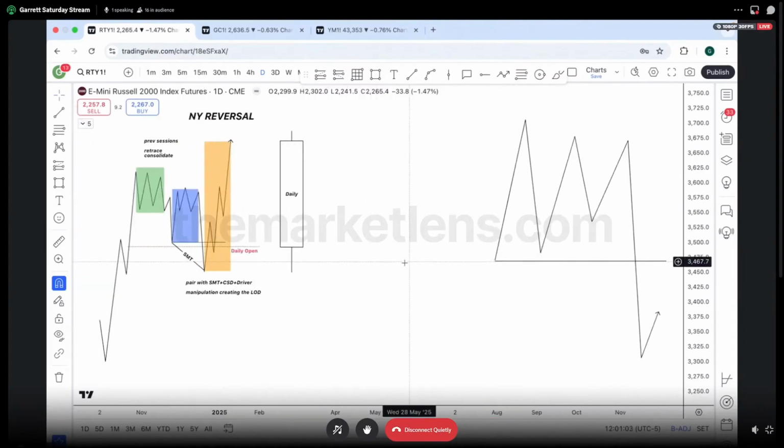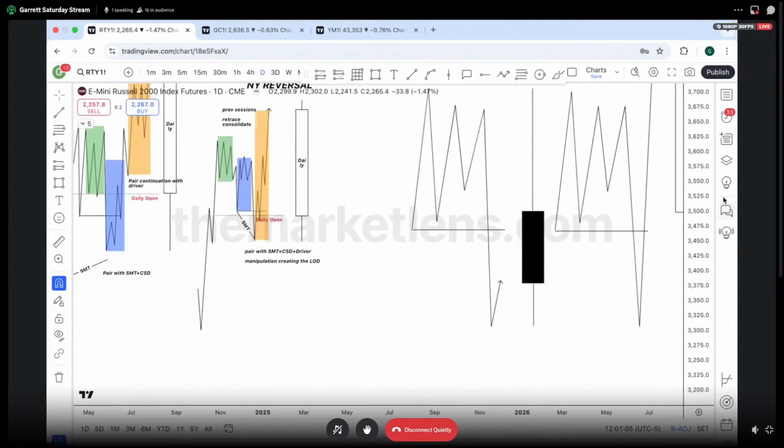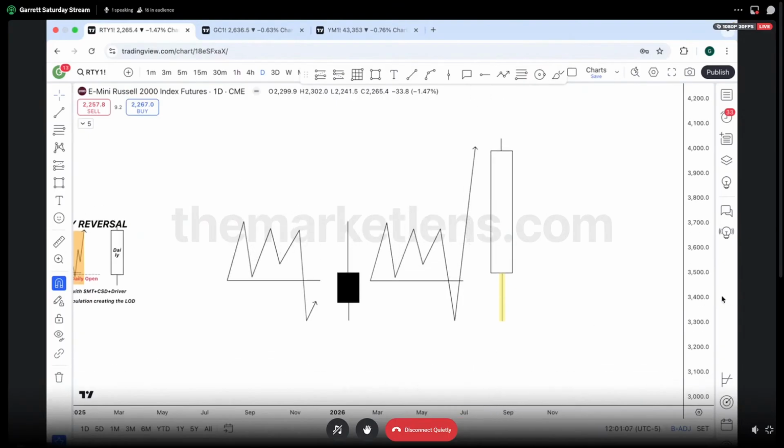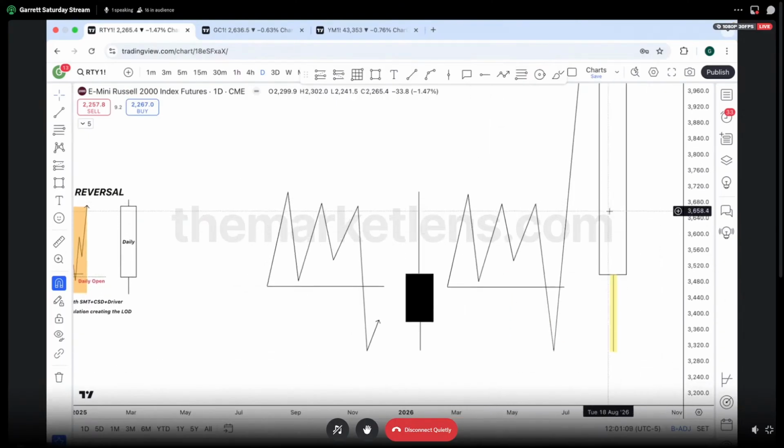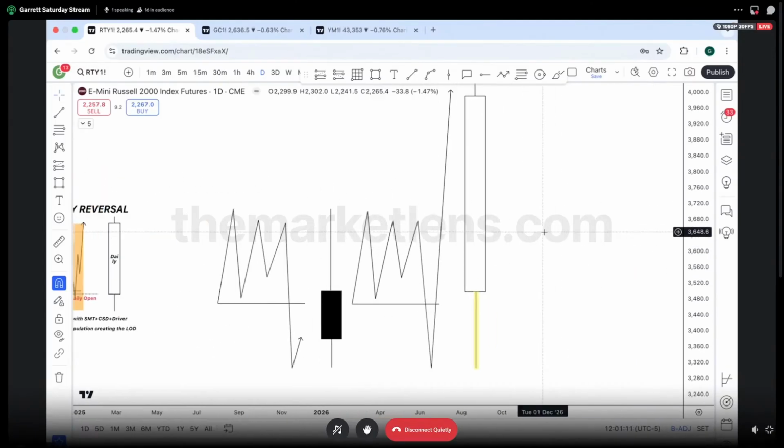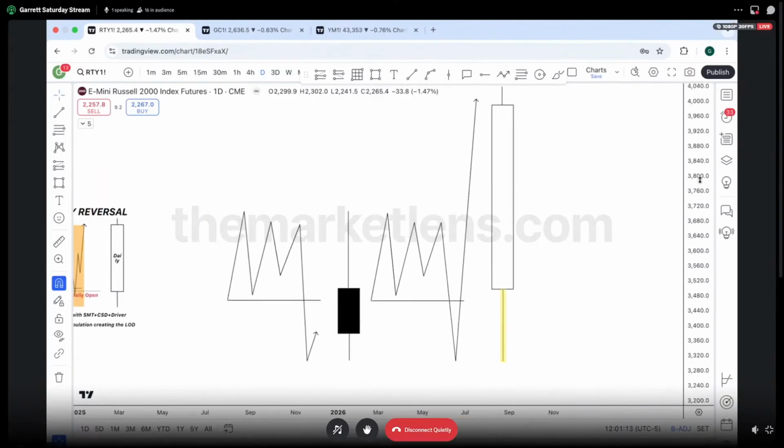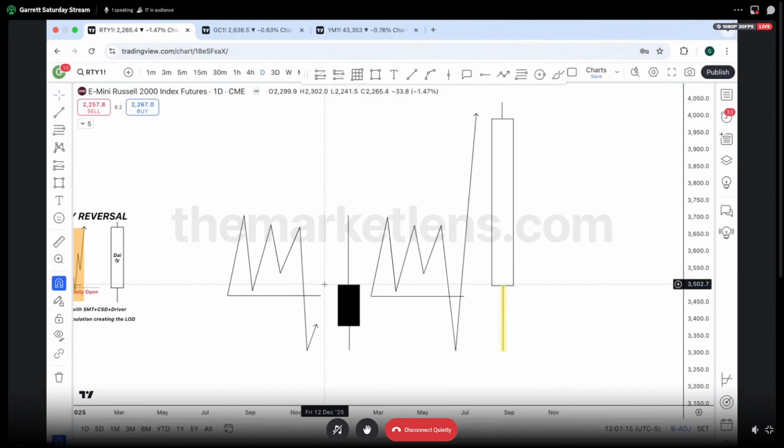It's going to look something like this. You're going to have a low. The daily open is going to open down here or whatever, and you're going to have a low where you want to see manipulation creating the low of the day. And it's going to look something like this when it takes out the low.